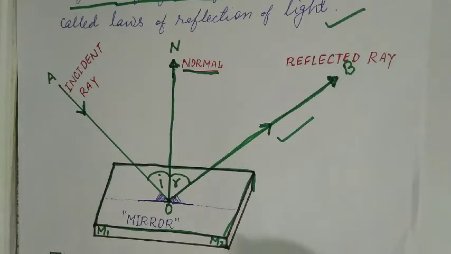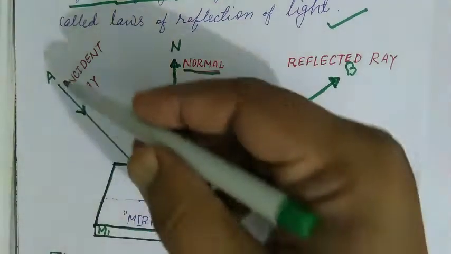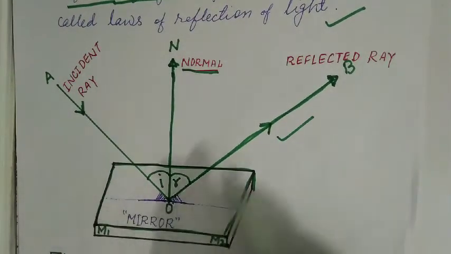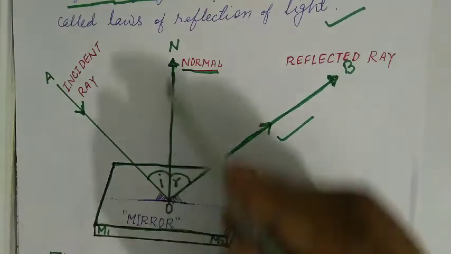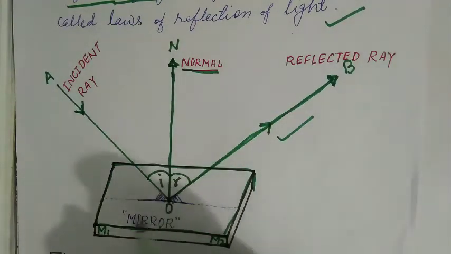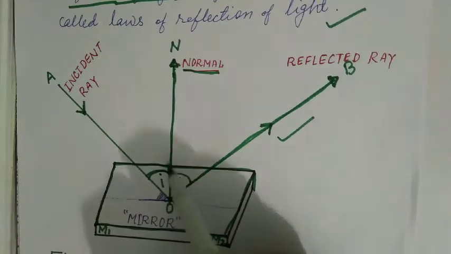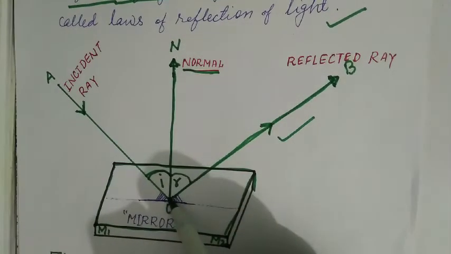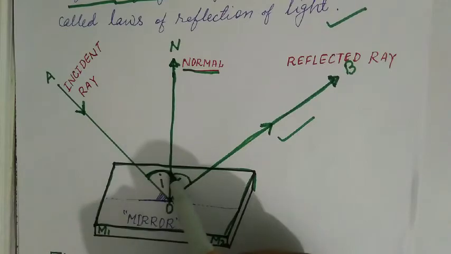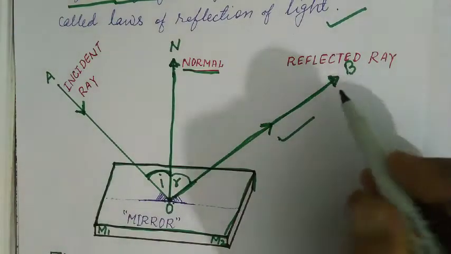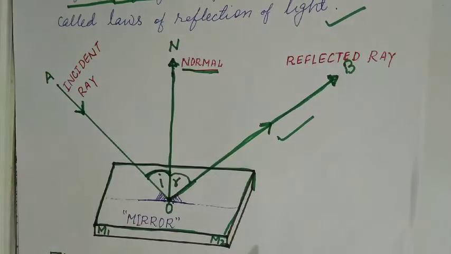So, here AO is the incident ray of light, OB is the reflected ray, ON is the normal. Angle I, the angle between the incident ray and the normal on the surface, is called the angle of incidence, and the angle made between the normal and the reflected ray of light is called the angle of reflection.